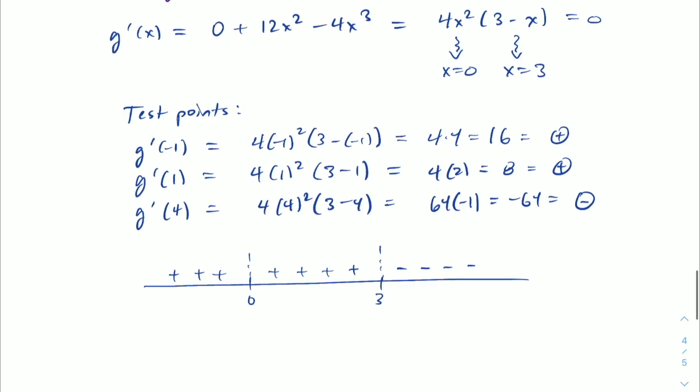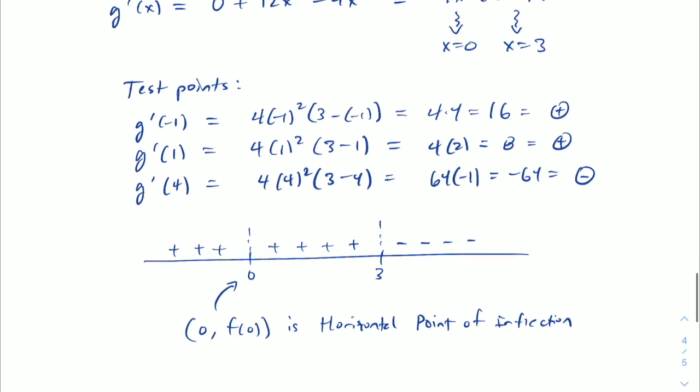So g of 0 is a horizontal point of inflection because the derivative does not change sign across 0. It's positive before, so it looks like this. It's positive slope, and then it gets to 0 slope, and then it's positive slope again. So it's a horizontal point of inflection. The graph looks like that.